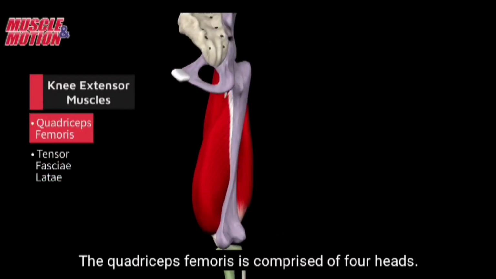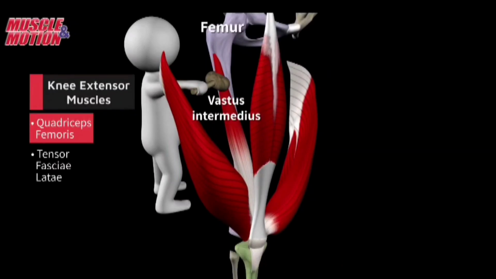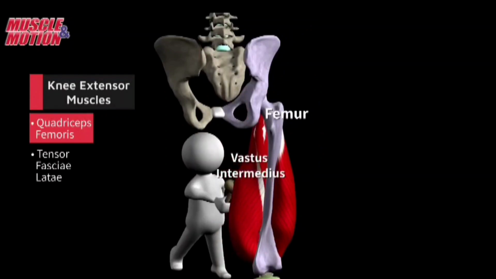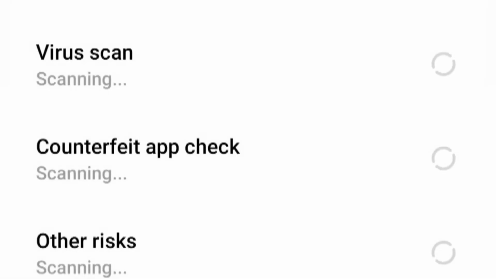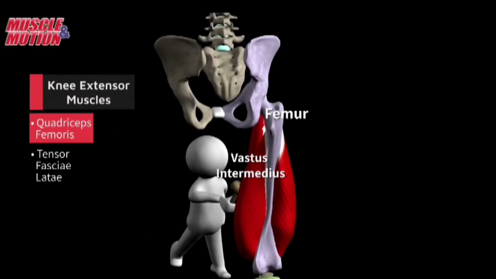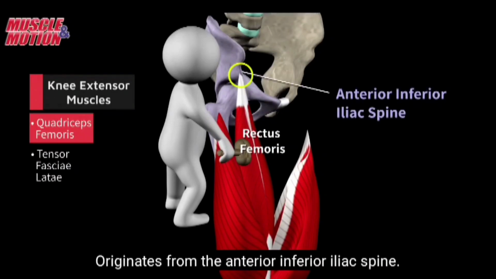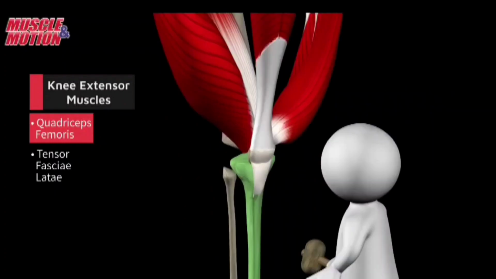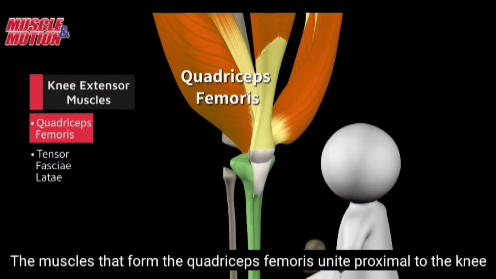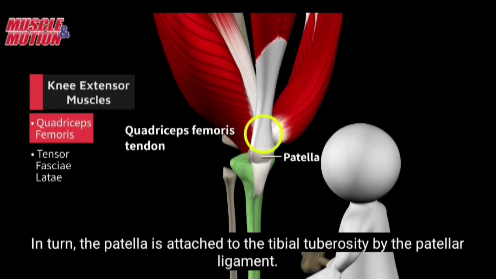The quadriceps femoris is comprised of 4 heads. 3 heads originate from the femur, and the 4th head, the rectus femoris, originates from the anterior inferior iliac spine. The muscles that form the quadriceps femoris unite proximal to the knee and attach to the patella via the quadriceps tendon. In turn, the patella is attached to the tibial tuberosity by the patella ligament.